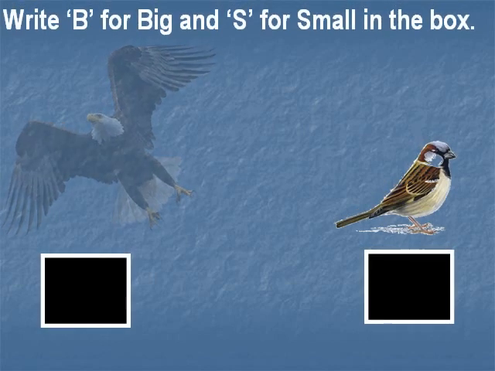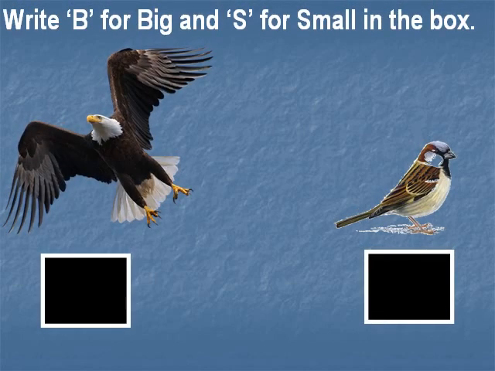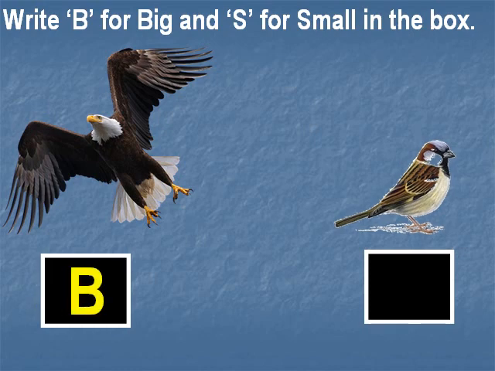Eagle. An eagle is a big bird, so write B for big. B. Sparrow. A sparrow is a small bird, so write S for small. S.